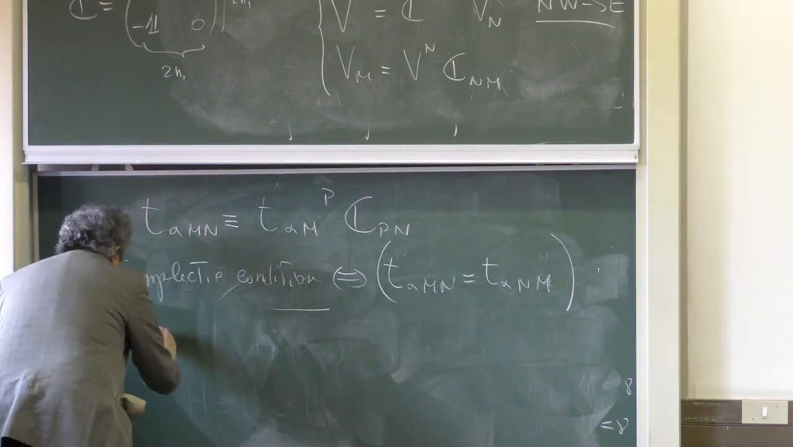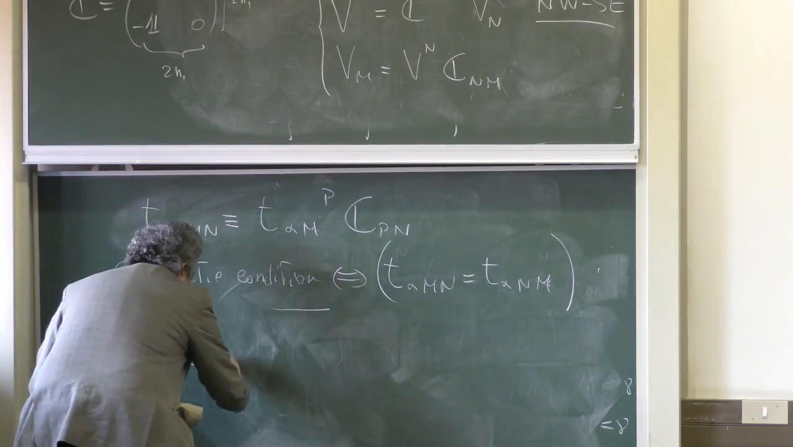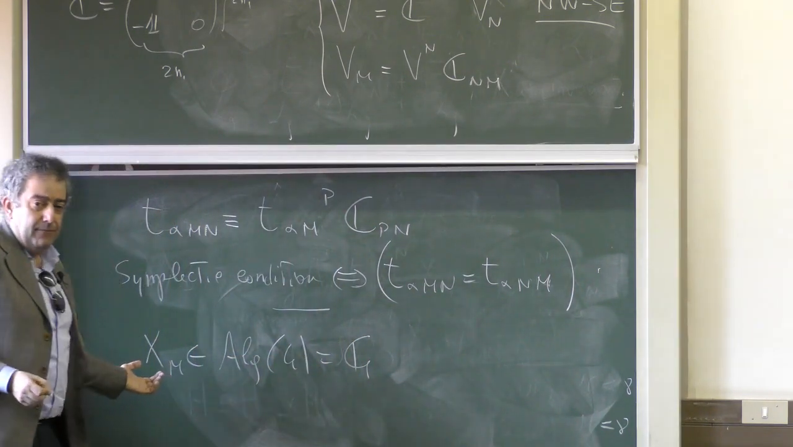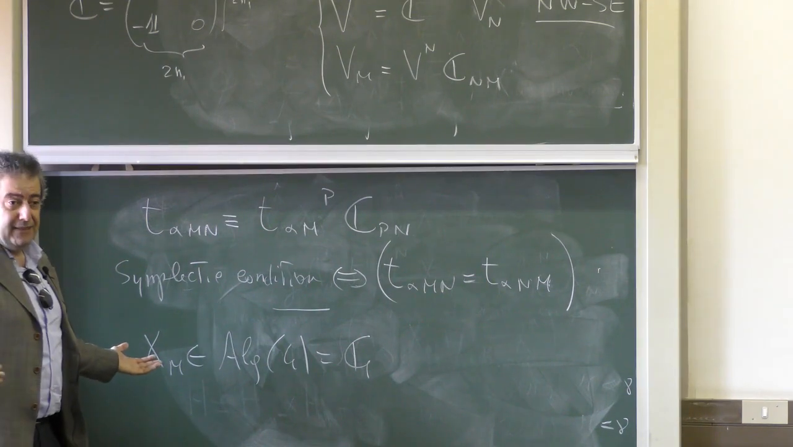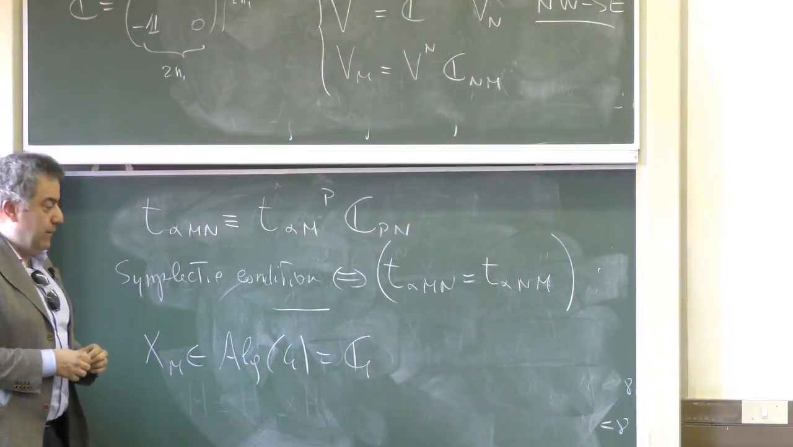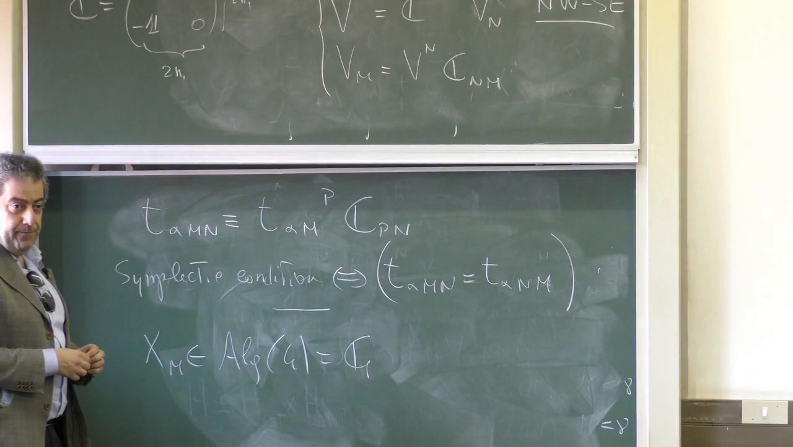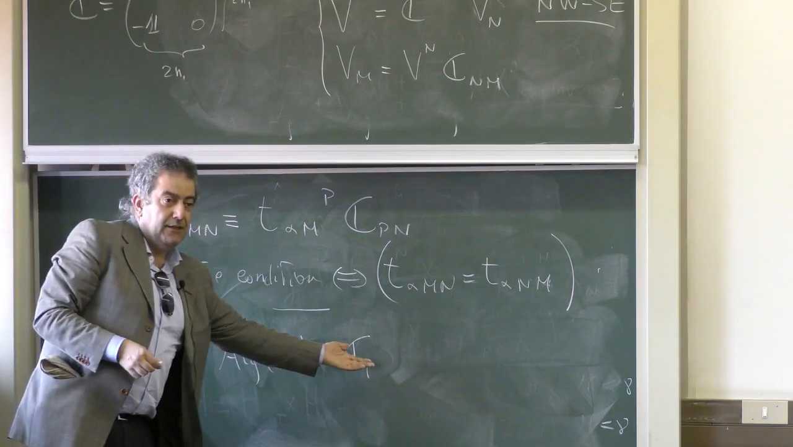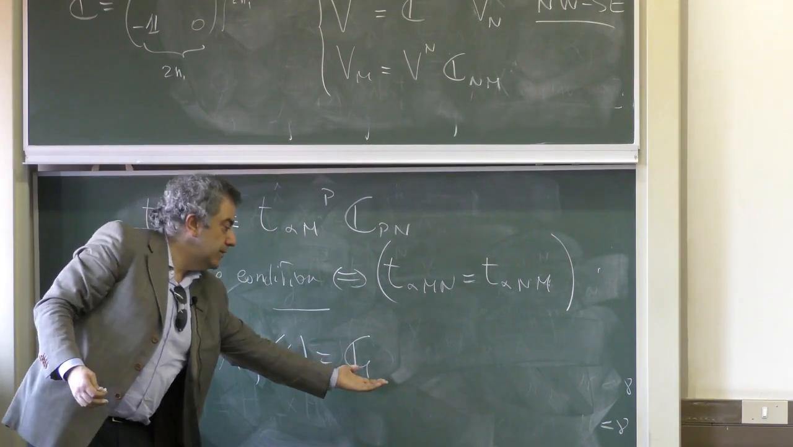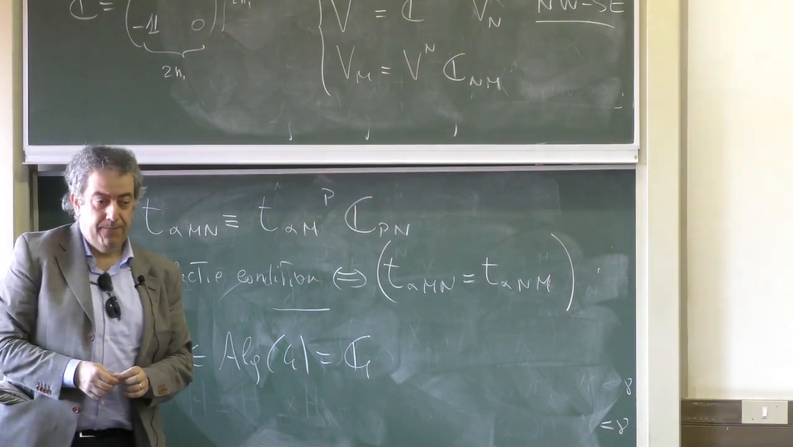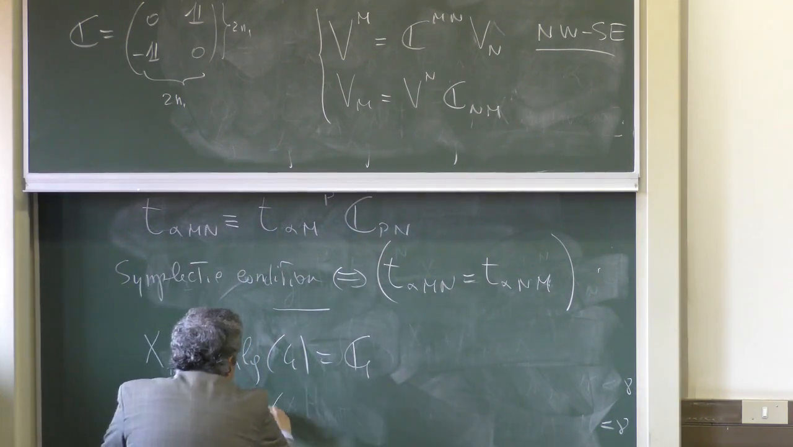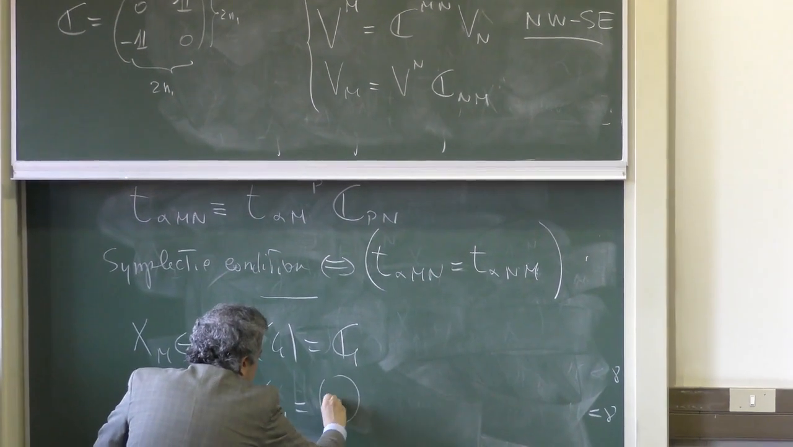Now we want to require that Xm belongs to the algebra of G. This means that Xm can be expanded in the basis T alpha, or any basis, of course, of our gauge algebra. Because it's an element of this algebra, it's a vector space. This means that it can be expanded in any basis we choose for this vector space. And let us denote the coefficient of this expansion by theta.